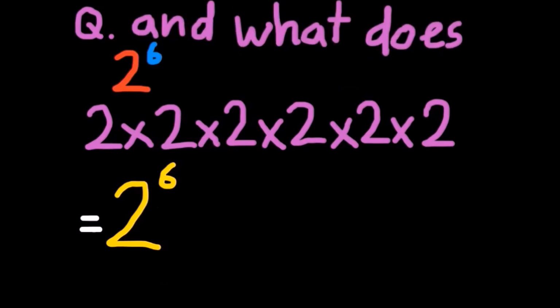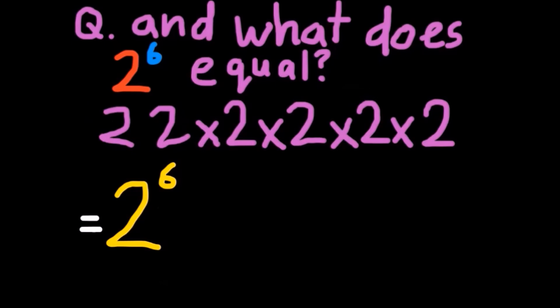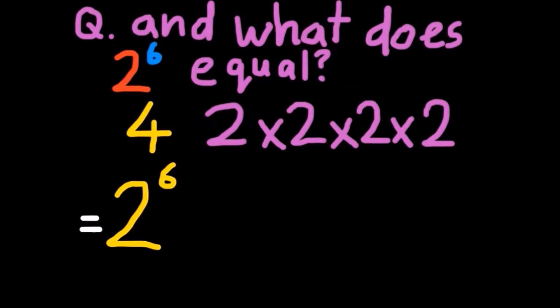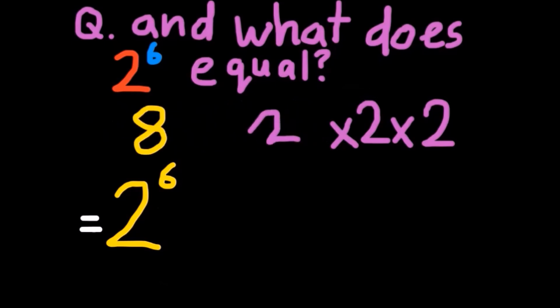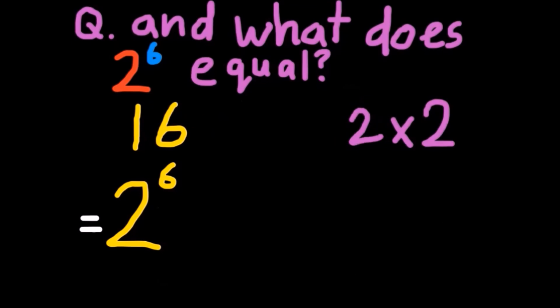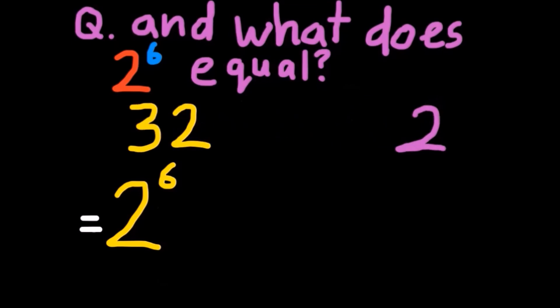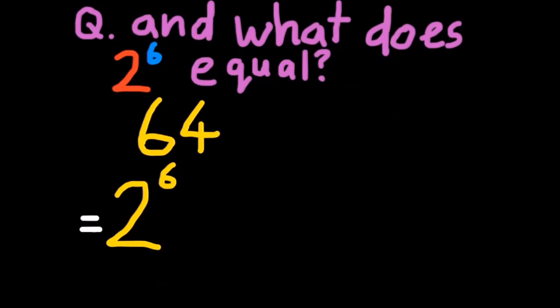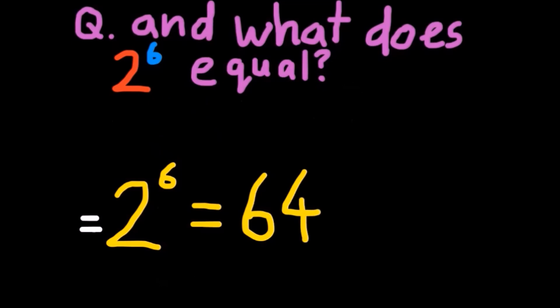And so what does 2 to the power of 6 equal? If you want to figure that out, it's going to be 2 times 2 is 4, times 2 again, 8, times 2, 16, times 2, 32, and times 2 again is 64. So 2 to the power of 6 is the same as saying 64. It's the same as saying 2 times 2 times 2 times 2 and saying it 6 times.